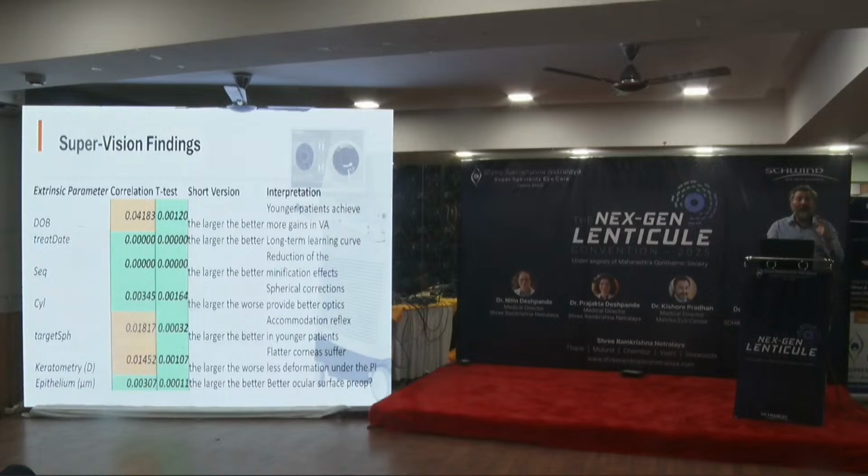Keratometry, steeper, worse. Because the steeper it is, the more you have to press on it, there's more deformation, and you can have worse corneas, worse results. Epithelium, the more the irregularity, the worse it is. Like if you have a corneal scar, an epithelial defect, ABMD, all these things really affect your post-operative visual acuity immediately.